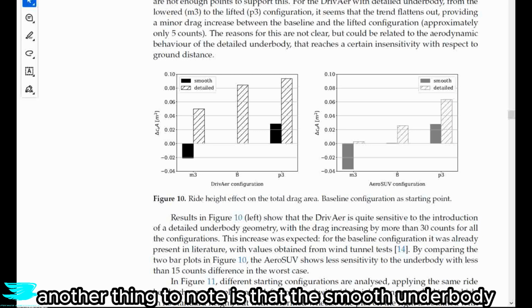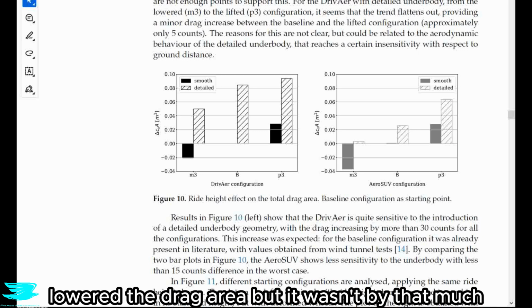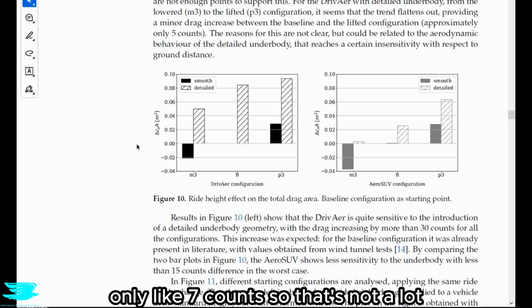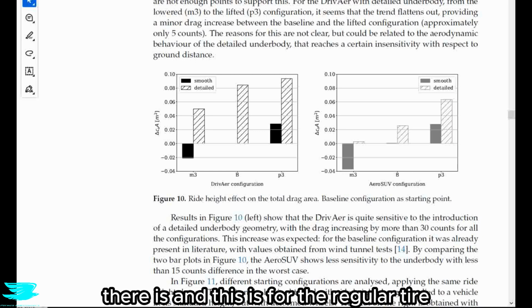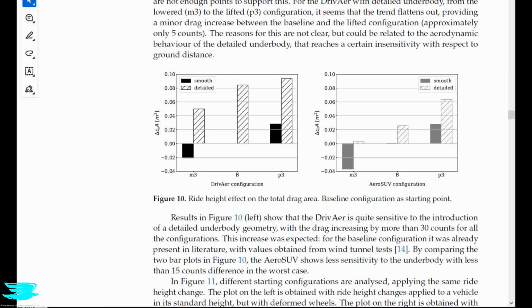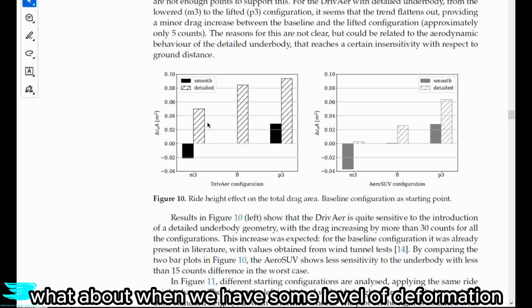Another thing to note is that the smooth underbody lowered the drag area, but it wasn't by that much, only like 7 counts. That's not a lot considering how much of a change in the geometry there is. And this was for the regular tire. What about when we have some level of deformation?